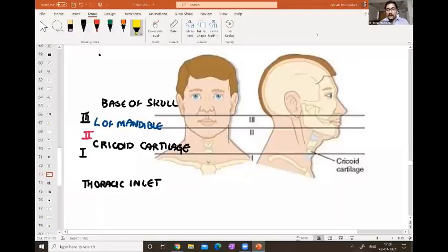You want to understand tension pneumothorax again? Okay.